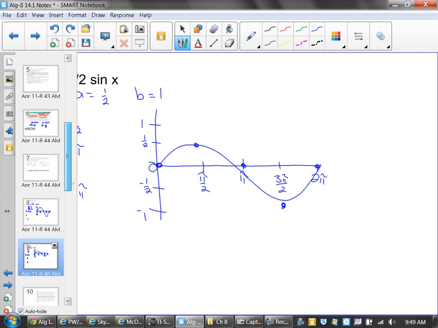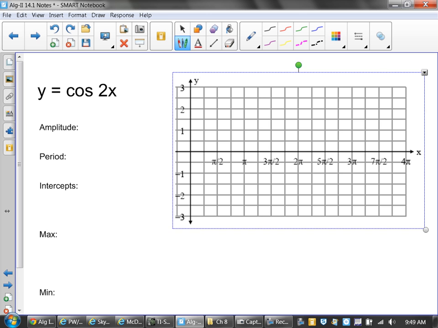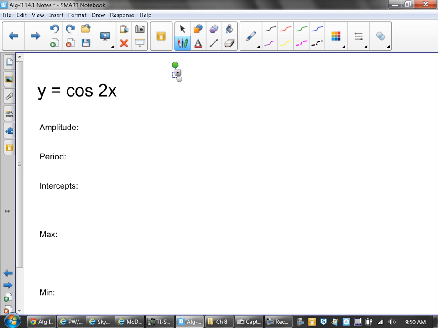Let's find something more difficult. Okay. Cosine of 2x. Again, what we always start with is identifying our A and B. In this case here, my A value is what?